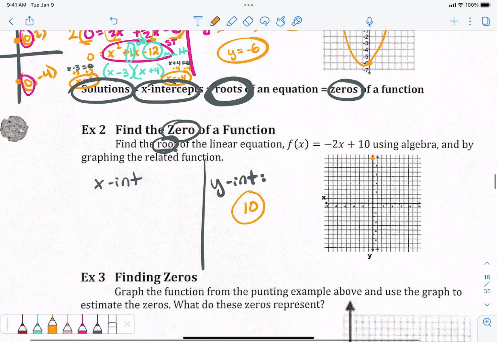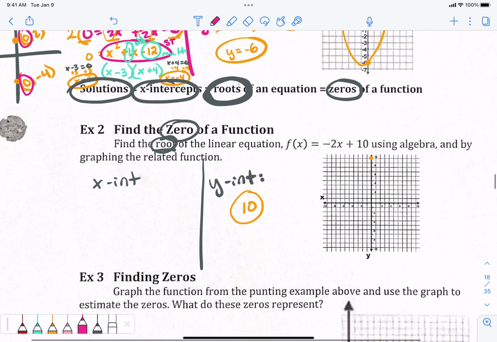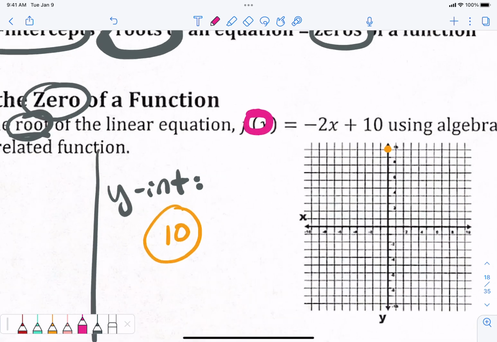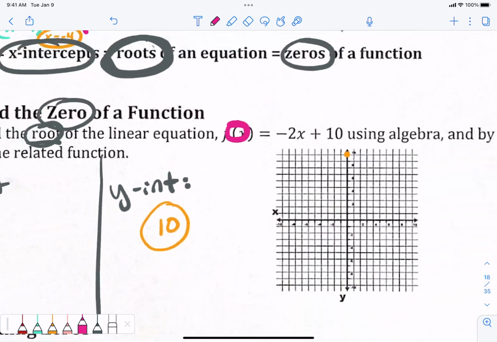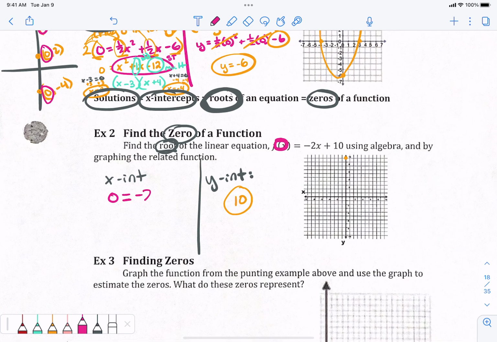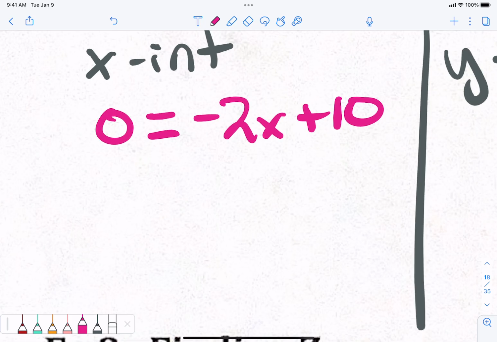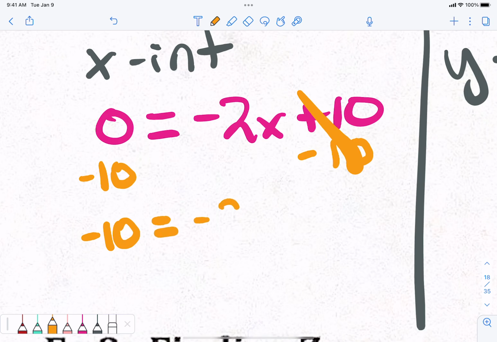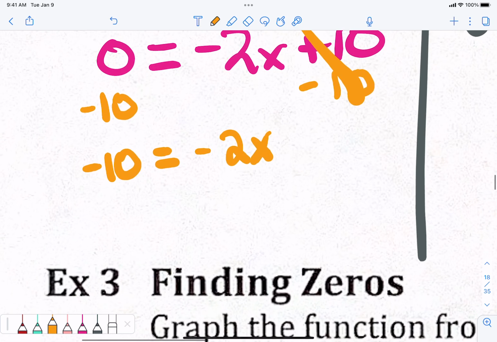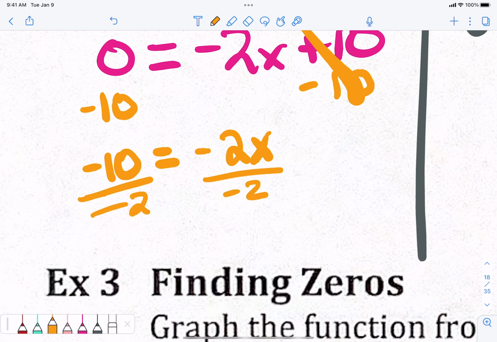Now, to find the x-intercept, I plug 0 in for y. So f of x is the same thing as y, so I'm going to solve that, right? 0 equals negative 2x plus 10. I'm going to solve this to find what the x-intercept is, okay? Now, what are you going to do first? Subtract 10. That would be a good idea. Okay, it's gone. So I have negative 10 equals negative 2x. And then what? Divide by negative 2. What is negative 10 divided by negative 2? Positive 5. So the x-intercept is positive 5.